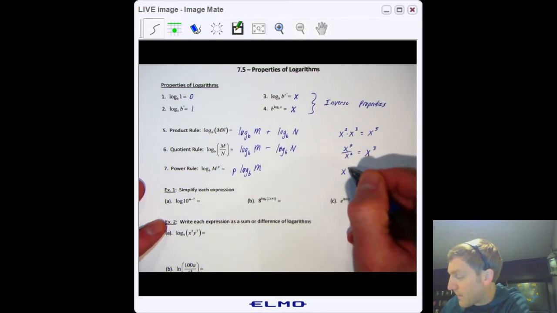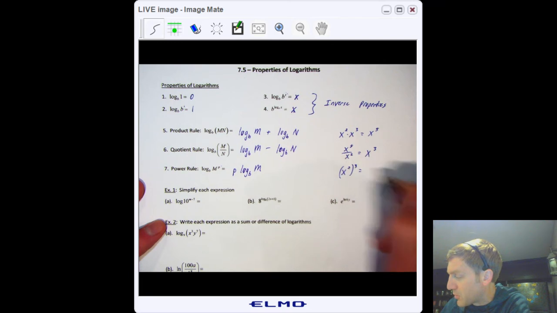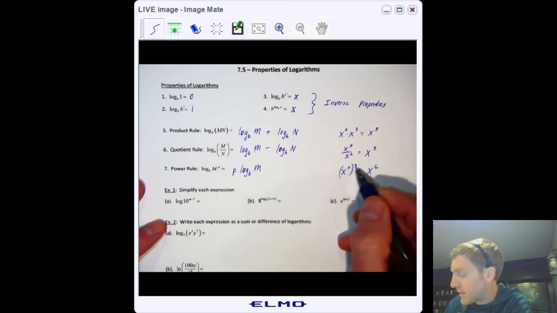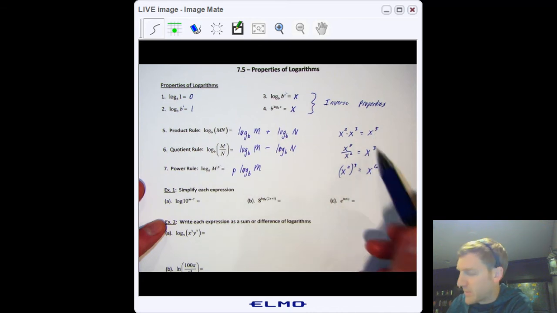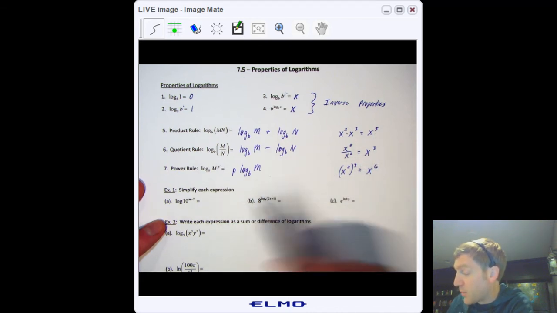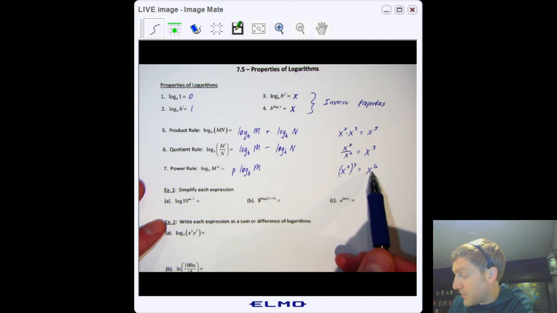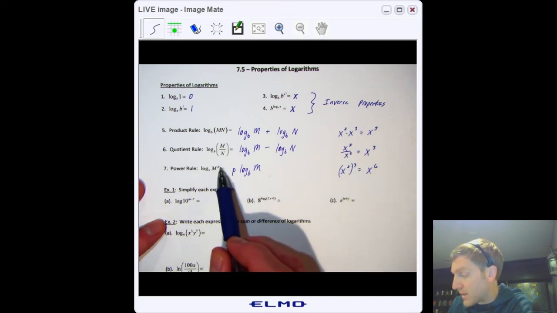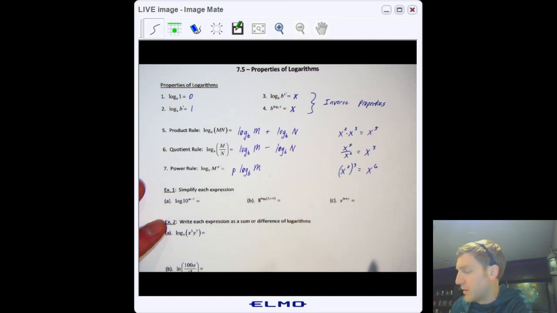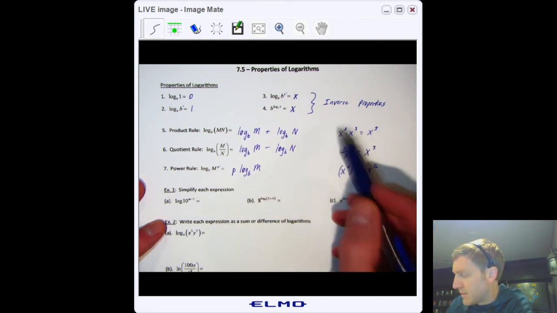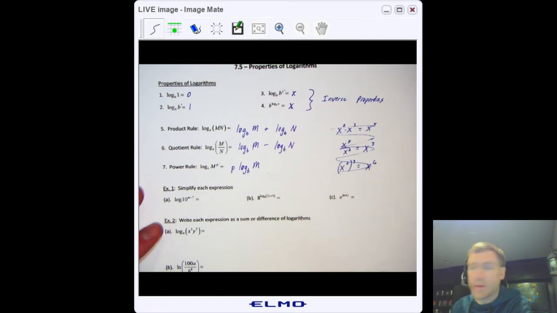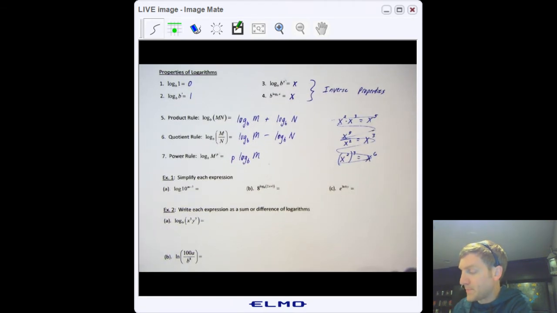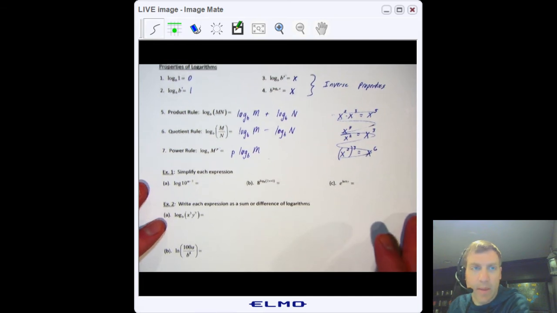And one last one. What happens when you have a power raised to a power? You multiply, right? X to the second to the third power, 2 times 3 is 6, right? You don't have to write these down. I'm just showing you where these rules come from. Anyways, a power to a power becomes multiplication. Likewise, a power inside a log becomes multiplication out in front of the log. So these examples are just showing you where these rules come from. All right, but these are the properties we're going to be using here today with these examples.